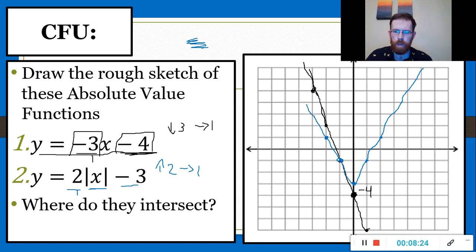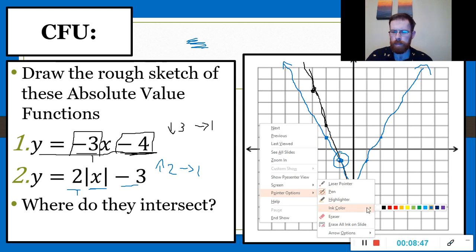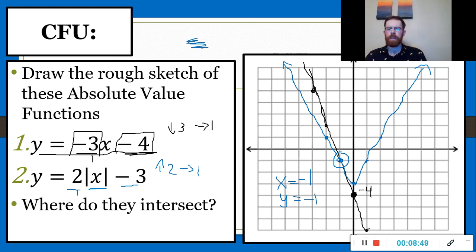Now, do you know where that intersection is? The intersection, obviously being right there, appears to be at -1. X is equal to -1, and y is equal to -1 as well. Interesting. Let me go back to my normal pen color. So, this appears to only have 1 intersection, which is good.